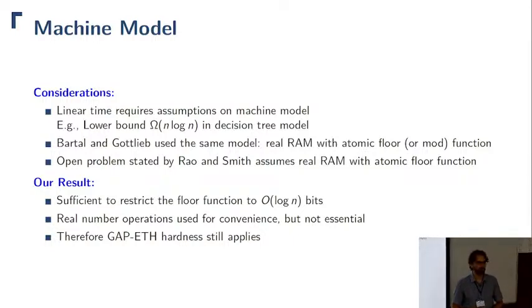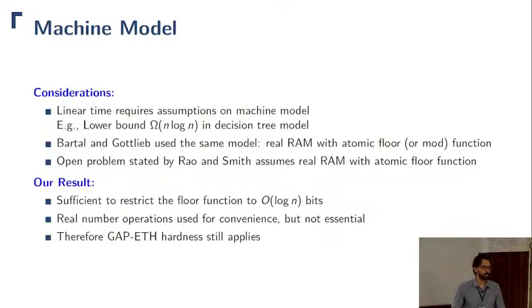Yes? When you say it's gap ETH tight, do you talk about dependencies in epsilon, nothing in the polynomial? Yes, gap ETH talks about dependence on epsilon. So gap ETH says nothing about n.